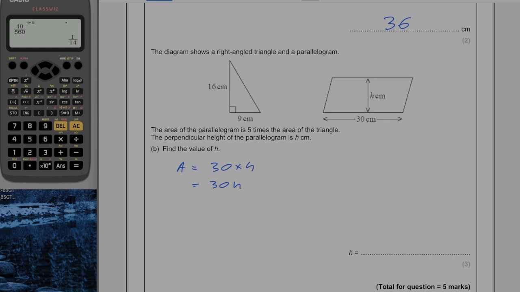The area of the triangle is going to be equal to a half of 16 times 9, which is going to be 8 times 9, which would be 72. The area of the parallelogram is 5 times the area of the triangle. So we could times this by 5, or we can divide this by 5. I'm going to divide that by 5 because that's a nice easy number to divide by. 30h divided by 5 is equal to 72. So 6 lots of the height is going to be equal to 72. So the height is going to be equal to 12.